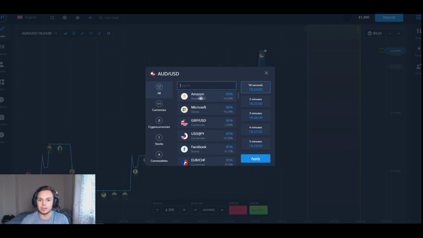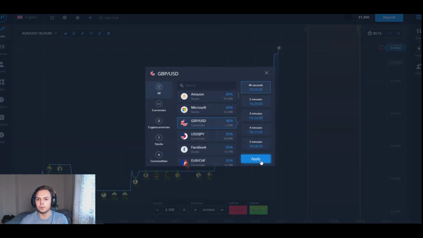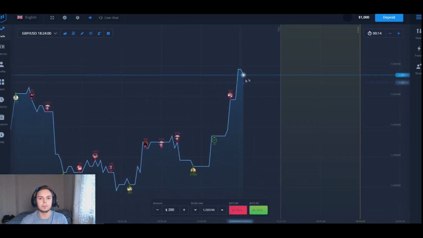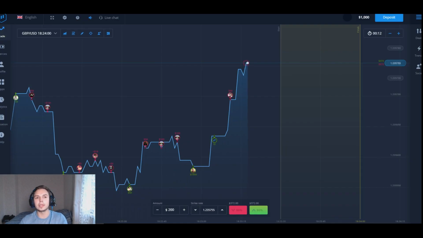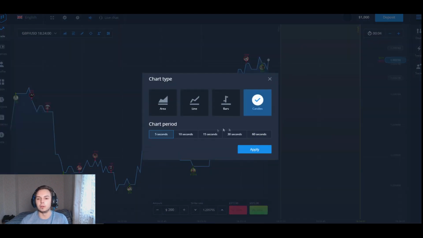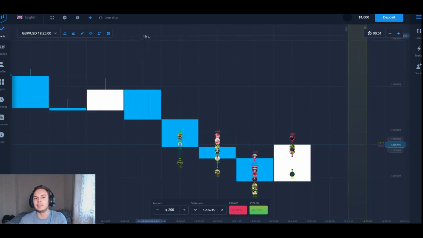So, AUD/USD at the moment, what we have, Amazon, GBP/USD 86%. So let's have a look at GBP/USD if it opens for us. Apply. There we go, GBP/USD. Let's see what's going on over here. I don't like using the charts of Expert Option because, well, this is why. Have a look over here. Chart period 5 seconds, 10 seconds. So basically what this means is 5 seconds equals a candle, and then 60 seconds, so 1 minute is one candle. But look over here, it's kind of zoomed in and we can't really see anything.